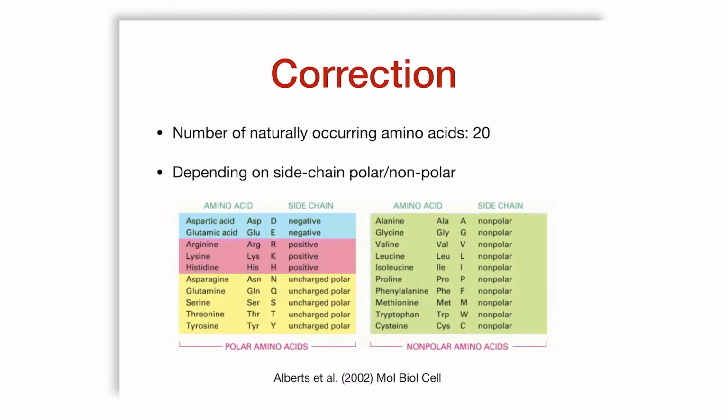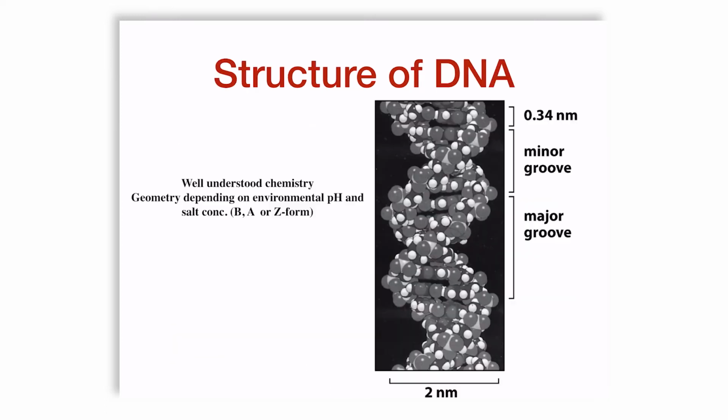In the previous section, I made a small error. The number of naturally occurring amino acids is 20. This is a correction. Depending on the side chain, we can classify them into two groups, polar or non-polar. This is a typical table you will find in most molecular biology textbooks, and this one is from Bruce Alberts and company. So 20 naturally occurring amino acids, not 24.